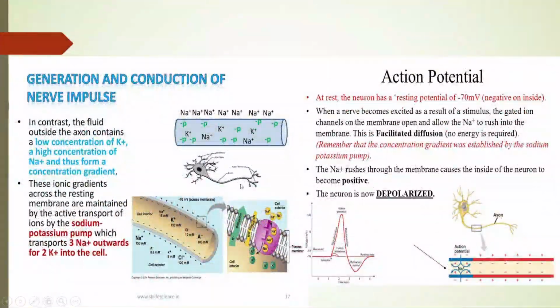Now looking at the generation and conduction of nerve impulse. In contrast, the fluid outside the axon contains a low concentration of potassium and a high concentration of sodium, and thus forms a concentration gradient. These ionic gradients across the resting membrane are maintained by the active transport of ions by the sodium-potassium pump, which transports 3 sodium outward and 2 potassium into the cell.